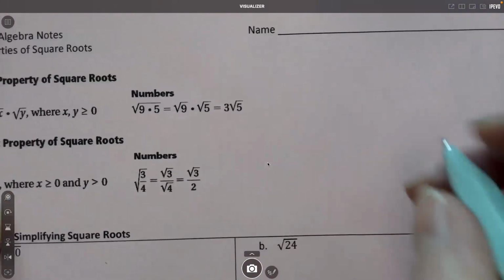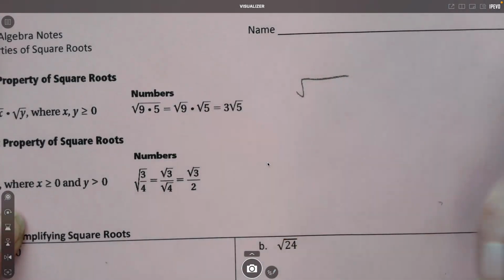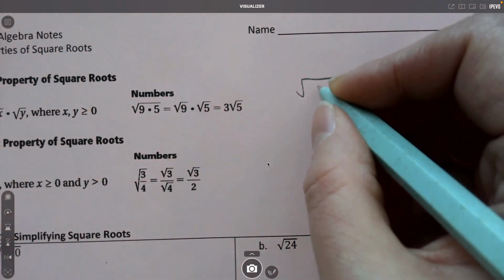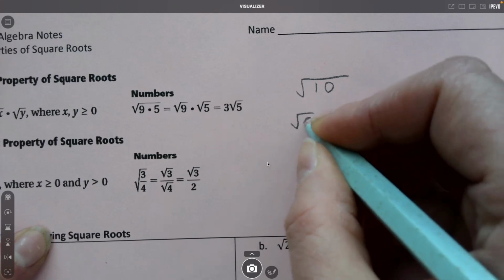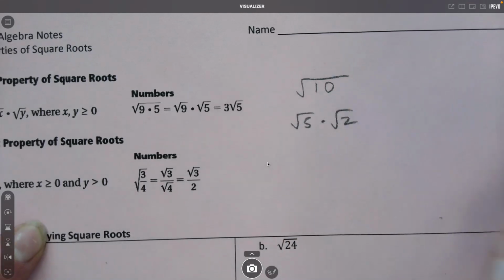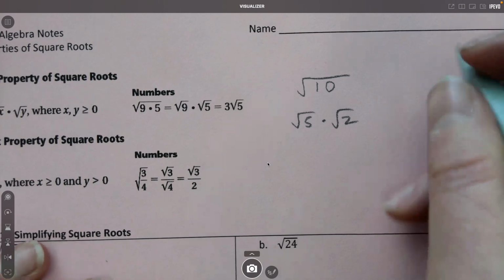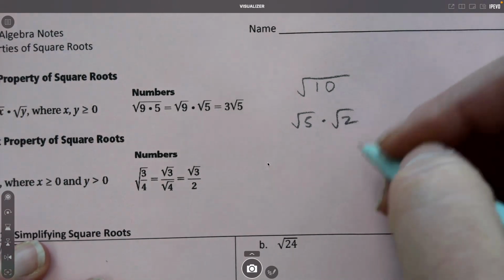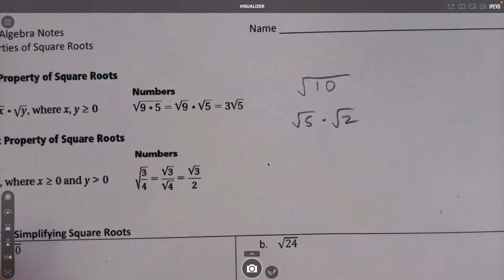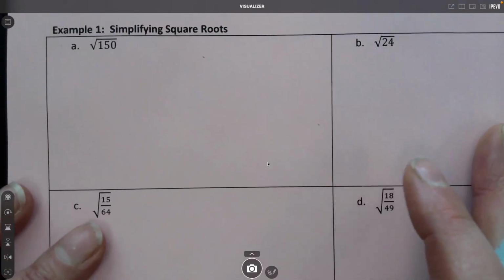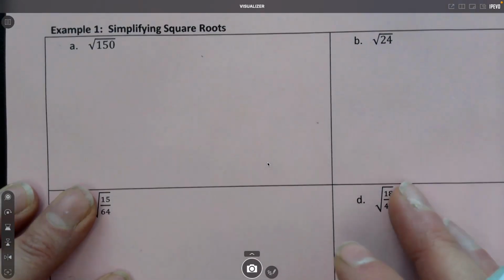So that means if I have the square root of, let's say 10, I can make it the square root of 5 times the square root of 2. That's perfectly legal, and we did do that a little bit in class yesterday. I don't know why we would want to do that, but it is one way that you can rewrite square roots. So we're going to use that to help us out on some problems today, and we're going to simplify the way square roots look.